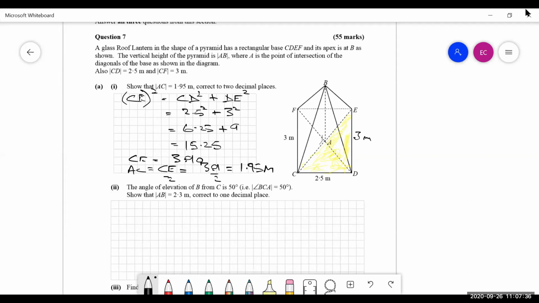So the key there was identifying the triangle that we wanted to use to calculate out AC, which was half of EC.